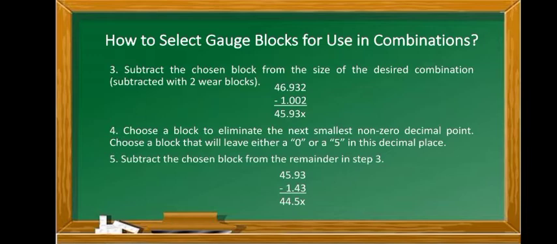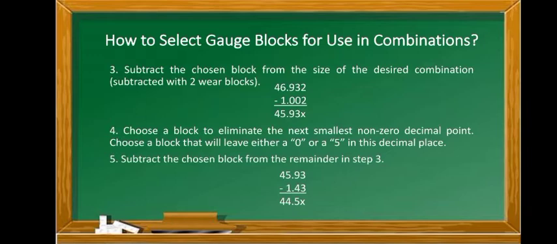So, now choose a block to eliminate the next smallest non-zero decimal point. Choose a block that will leave either a 0 or a 5 in this decimal place. So, again, we are going to eliminate the second decimal place or the last decimal place or number within the remaining length, which is 45.93. So, atong i-eliminate ning 3, which will leave the 9 either a 0 or a 5.